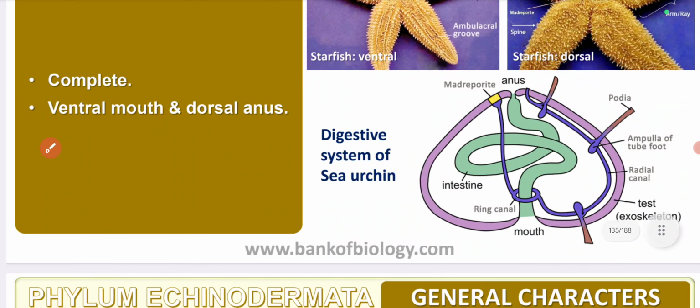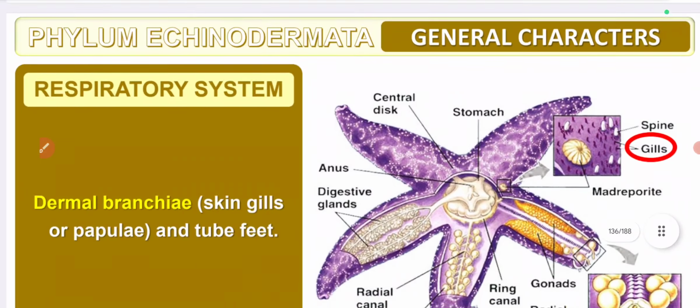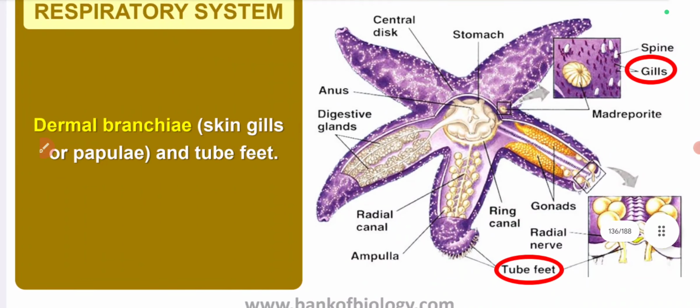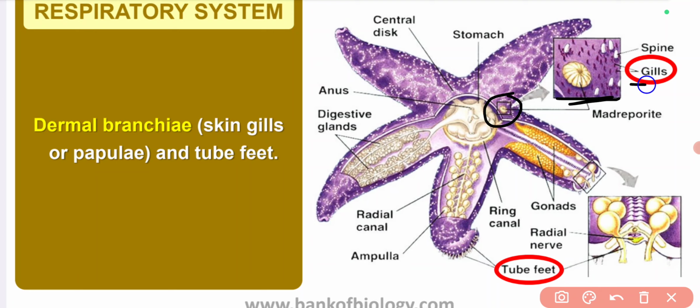Digestive system of the sea urchin, and here the respiratory system: dermal branchiae, skin gills or papillae, and tube feet. Respiration is by skin gills. Here the skin gills are present, in the zoomed-in portion. These are called skin gills. And tube feet, which are found here.